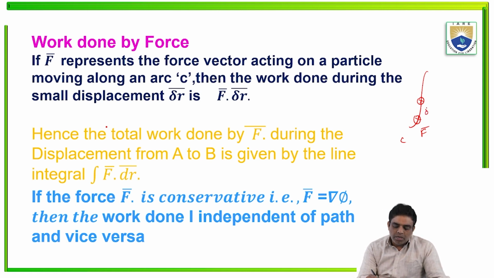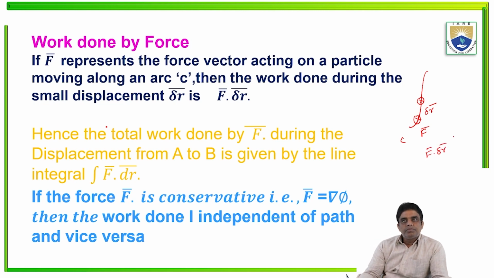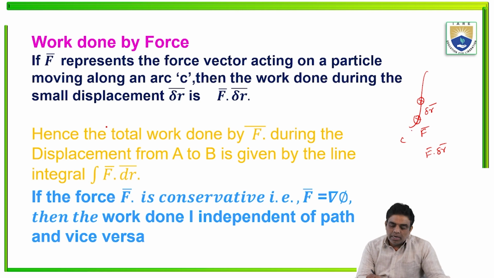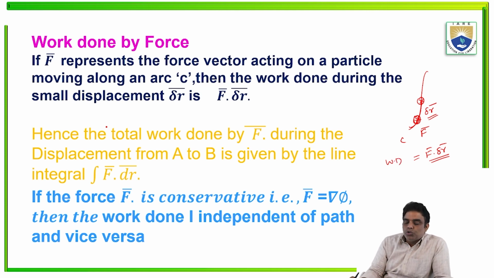So there is a small displacement delta R bar, then the work done by force is F bar dot delta R bar. Clear? If C is any closed curve or say any curve, and this is the particle which is going to move by applying the force F bar by the small displacement delta R bar, then F bar dot delta R bar is called the work done by the force F bar during the small displacement delta R bar.